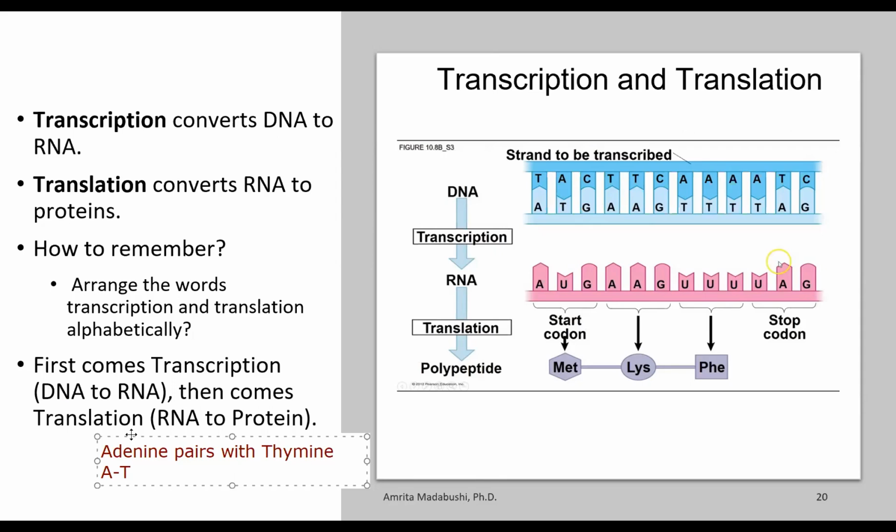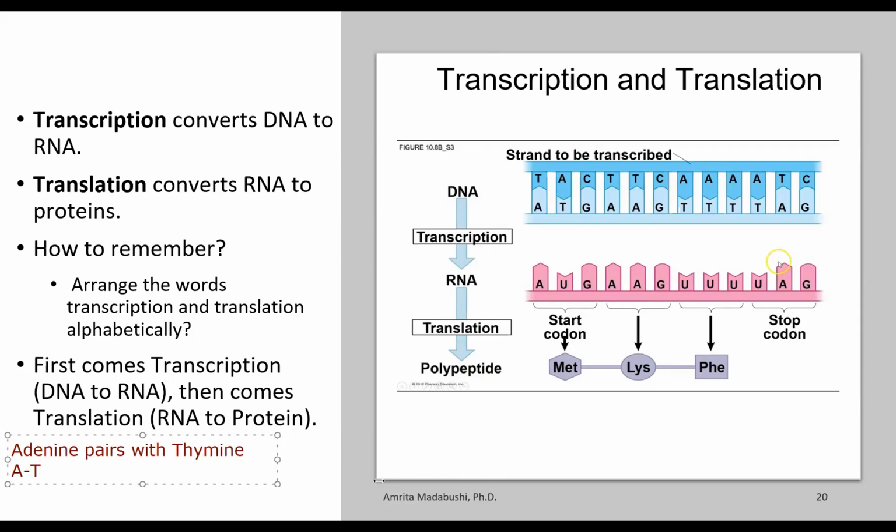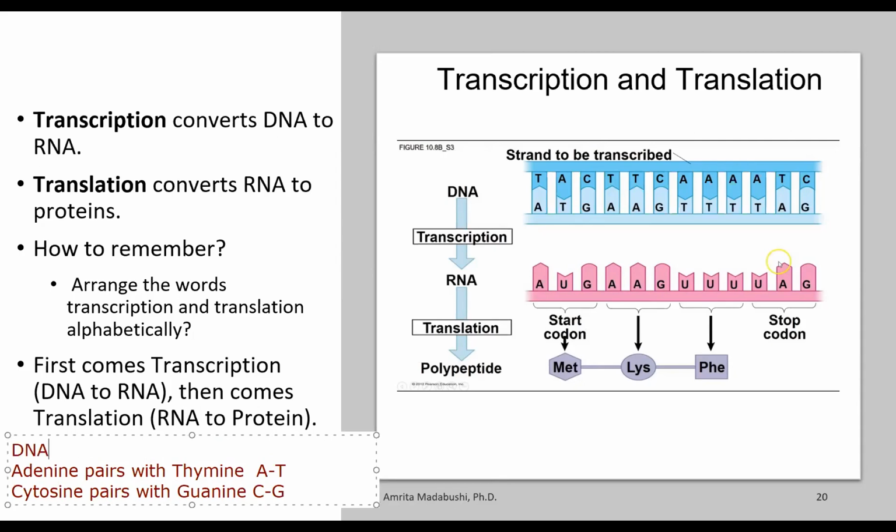Okay. And cytosine pairs with guanine. For those who are thinking about uracil, remember uracil is not in DNA, it's only in RNA. So we are only talking about DNA. Adenine pairs with thymine, so A with T and C with G.